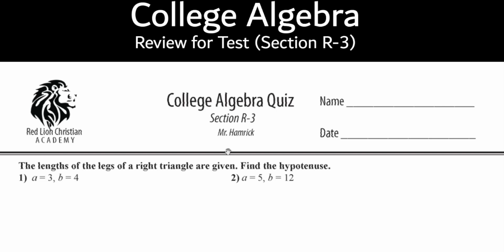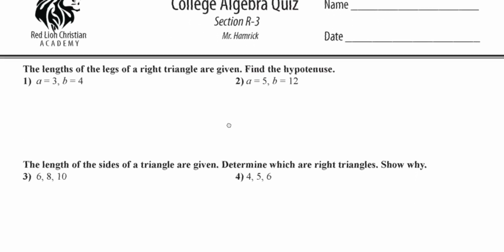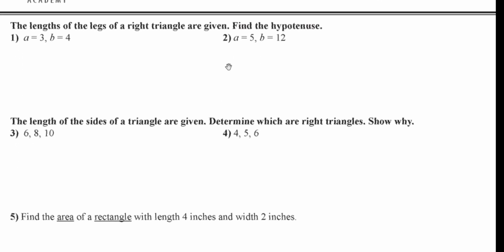So let's do these right here. It says the lengths of the legs of a right triangle are given. Find the hypotenuse. Well, we use something. What do we use? A squared plus b squared equals c squared, which is the what? Pythagorean theorem. So let's write that down. Let's make this a little smaller. All right, so it's a squared plus b squared equals c squared.